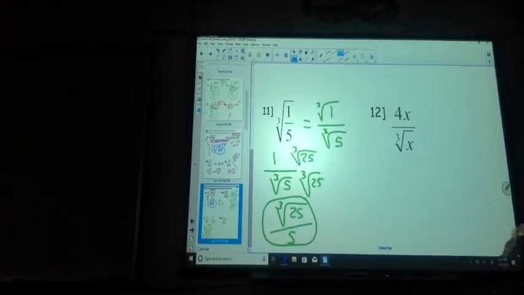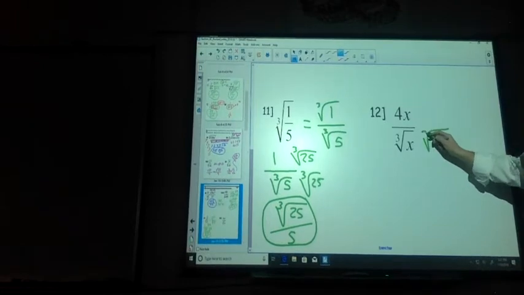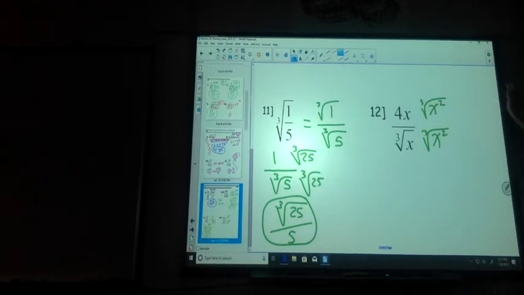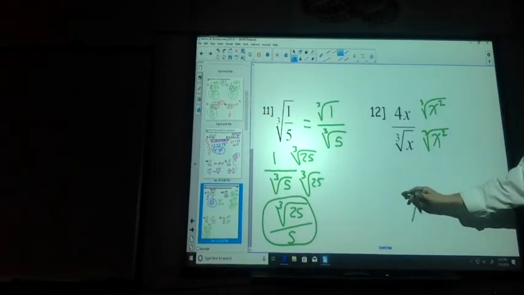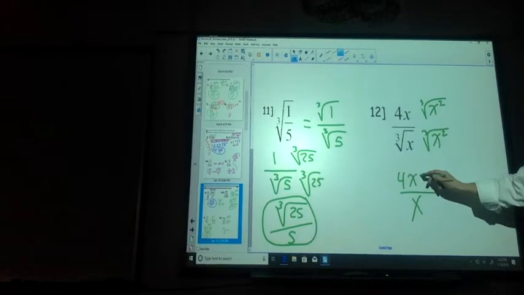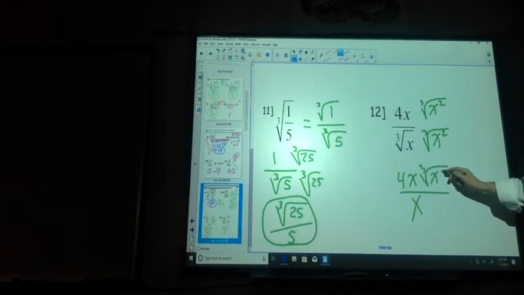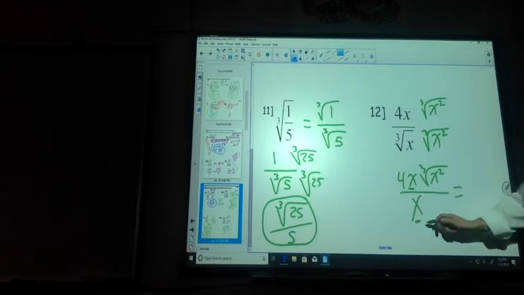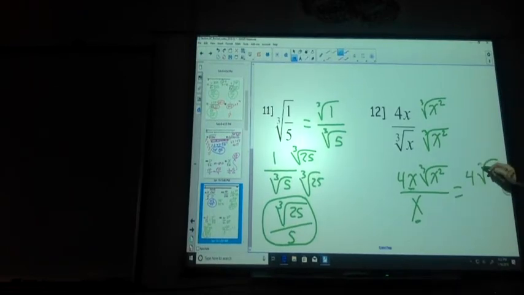All right, ready? Why did I go here? You needed two x's. What does the bottom become? It becomes the third root of x cubed, which is the same thing as x. And then on top, I get 4x, and then I get the third root of x squared. Almost done. One last thing. What cancels? It's this x here and this x here that cancel. So I get 4 third root of x squared.